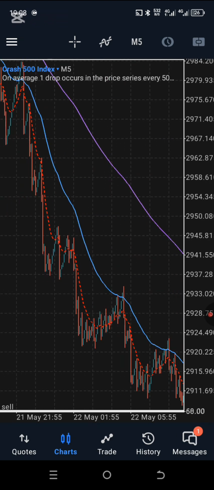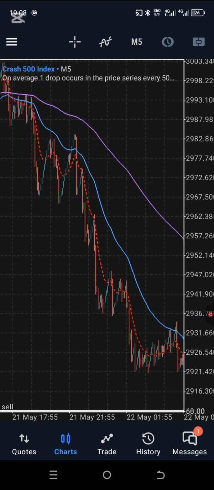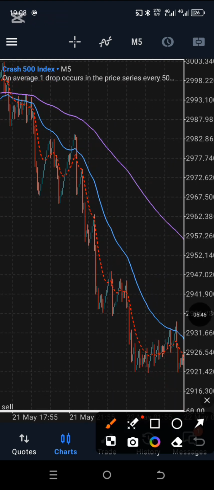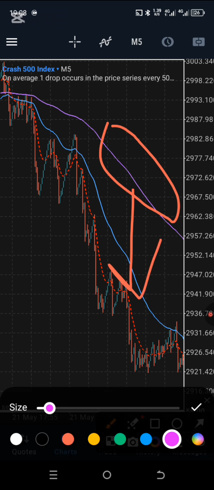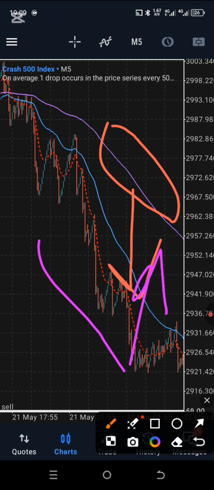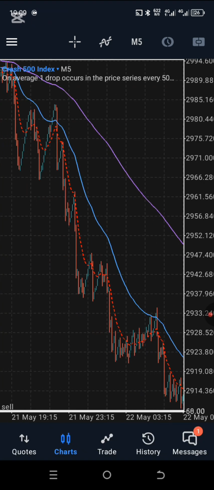So if it's Crash, what do we have to do? It's just a simple way of seeing if the market is in a downtrend: if the 200 moving average is above your candlesticks, then it means we are in a downtrend. And if the 200 moving average is below the candlesticks, it means that we're in an uptrend. So that's just how simple it is. That's as simple as it gets.